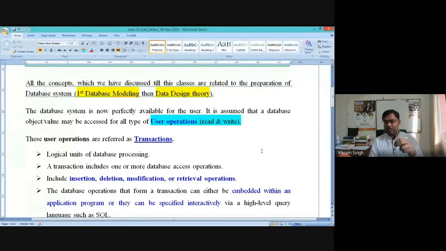Like if you go for booking 2 seats, these 2 seats will be deducted from the existing number of available seats for a particular train, right? So at the end of each write operation, we will be updating one or two data values in the database system, right?